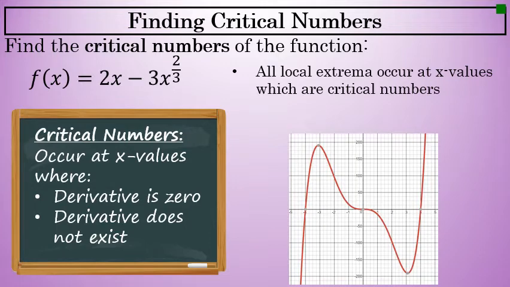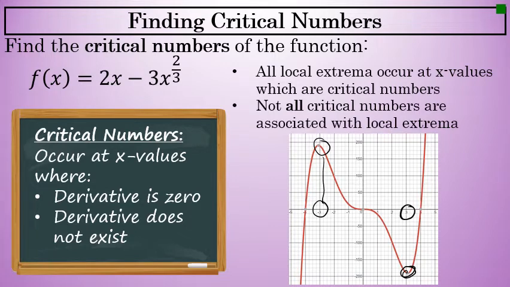In this graph, there is a local maximum value, or relative max, about above x equals -3. Therefore, x equals -3 must be a critical number. Additionally, there is a local minimum value, or relative min, at about x equals 3. This means that x equals 3 must also be a critical number.